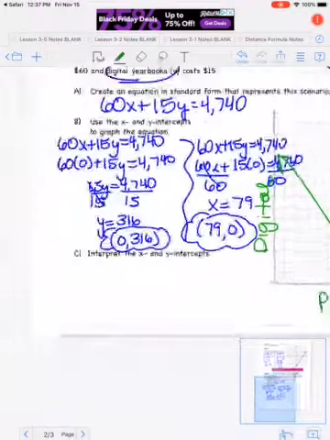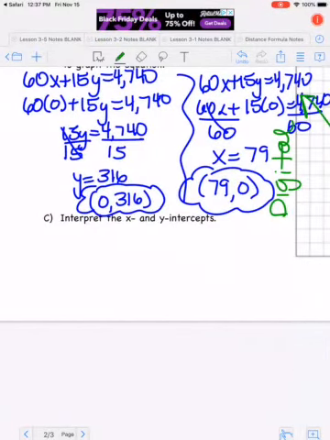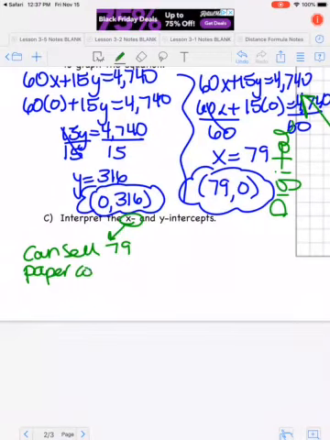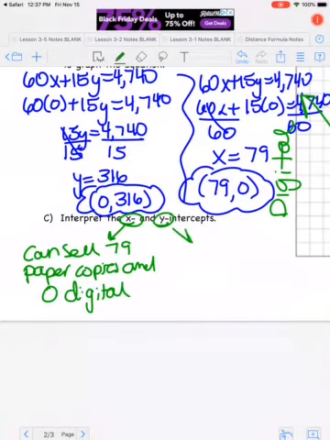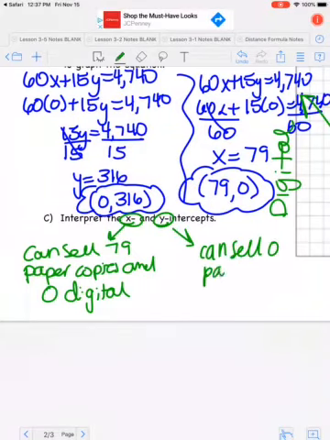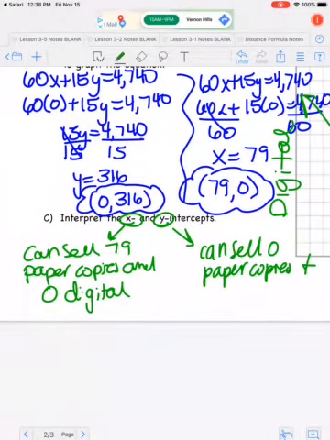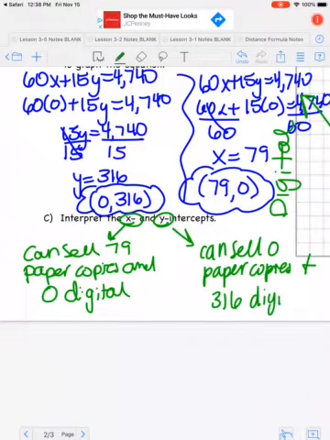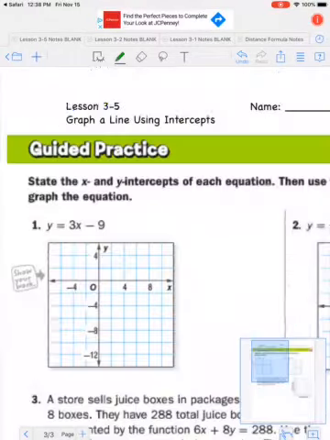Okay, and then letter C says to interpret the x and y intercepts. So for the x, we would say you can sell 79 paper copies and 0 digital. And for the y, you can sell 0 paper copies and 316 digital. Okay, go ahead and flip on to the next page.